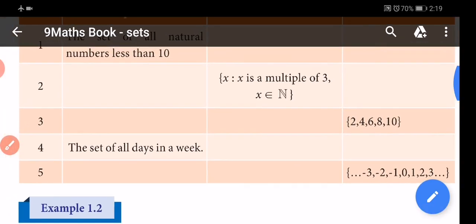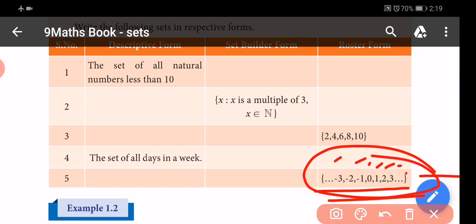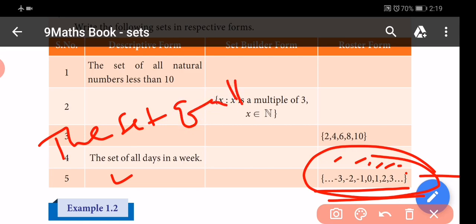Okay, next one, last one, fifth one. Minus up to dot dot dot etc. Minus 3, minus 2, minus 1, 0, 1, 2, 3 and etc. What is the type of numbers you have studied in early classes? It represents the integers. So the set of descriptive form: the set of all integers. That's all.